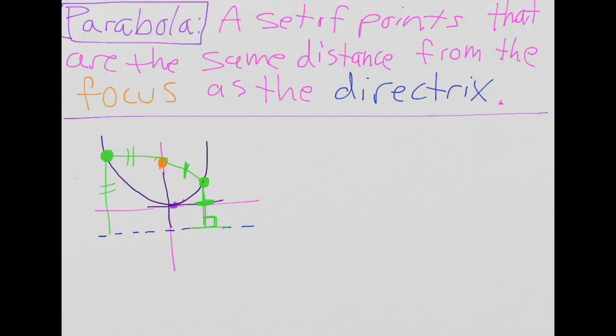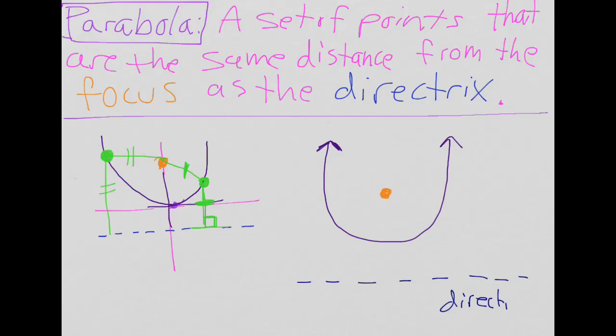So at this point, I would like you to make a nice, big, clean drawing of a parabola. I would like you to put a focus in the middle, and I would like you to put a directrix beneath it. Now, I would like you to label these as well. So let's label that the directrix, and let's label our orange dot the focus, and let's also label our vertex of the parabola.